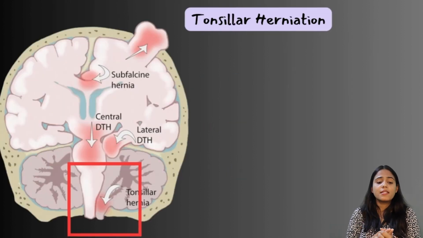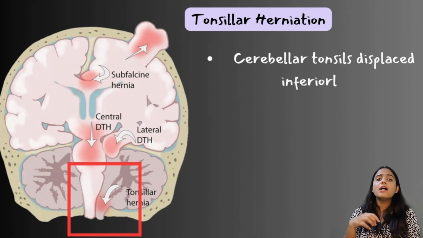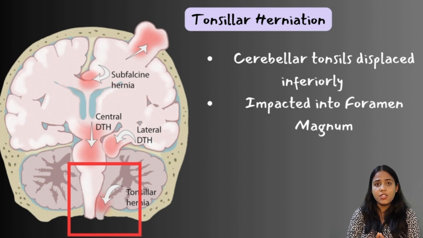The next is tonsillar herniation, where there is inferior displacement of the cerebral tonsils, which get impacted at the foramen magnum. It is the most common type of posterior fossa herniation. Congenitally, they may be seen as a part of Chiari malformation. Acquired forms are seen in any form of posterior fossa mass.